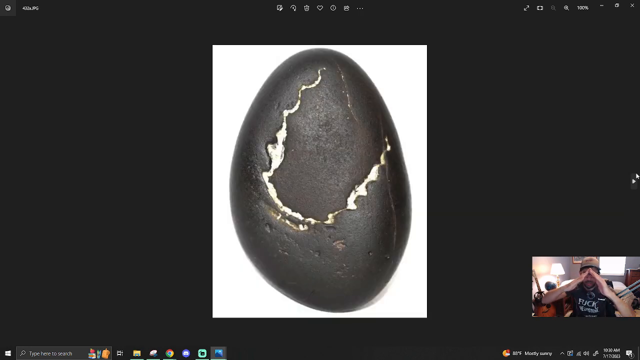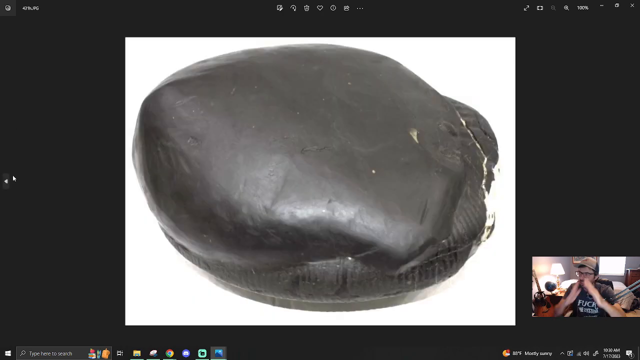The current was generally going this way and just caused it to like... I probably did that the wrong direction. Okay. Alright, so this one's incredible.